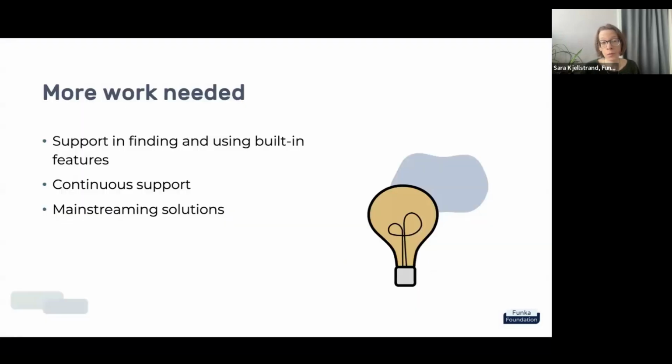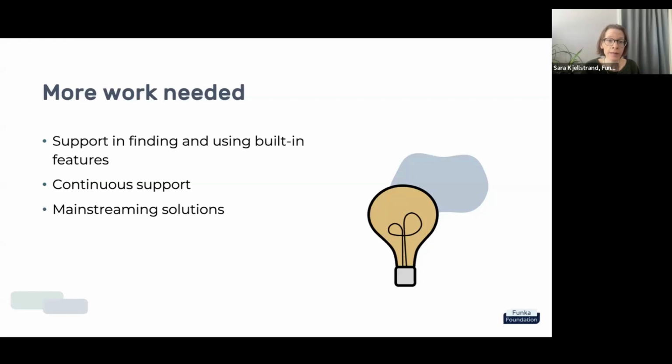So definitely more work needed on a lot of different fronts: on support to users in finding and using the built-in features, on continuous support and training, and also on mainstreaming, or should I rather say standardizing solutions, so that people can find the accessibility features and use them in the way they expect in different platforms without having to relearn all the different solutions that may exist.